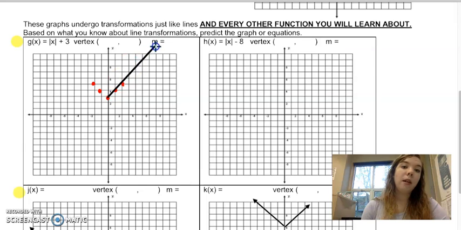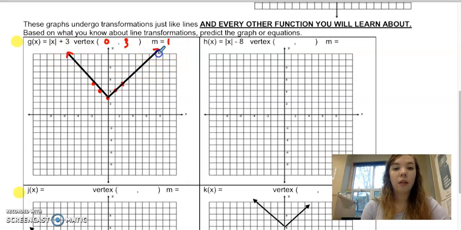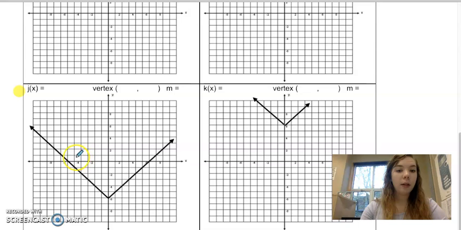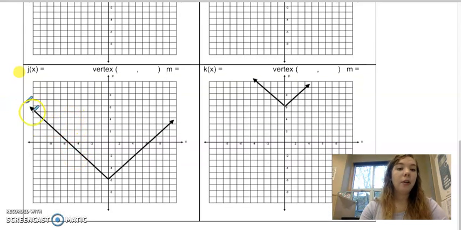So if we extrapolate this, really all we've done here is our vertex has changed to be 0, 3, and our slope is still 1. Okay, so now you have a couple choices. You can pause and do this one right now, or you can keep going with me and do it at the end.